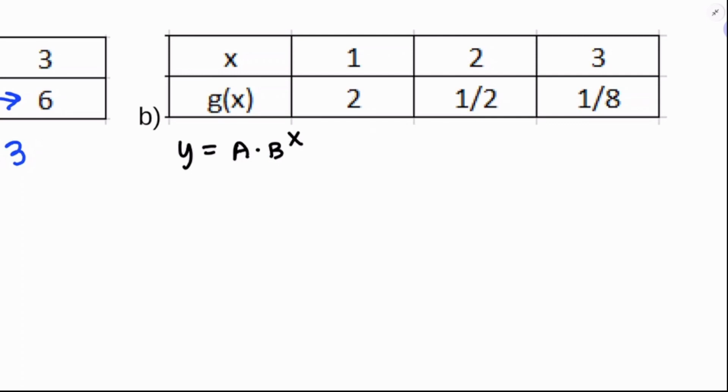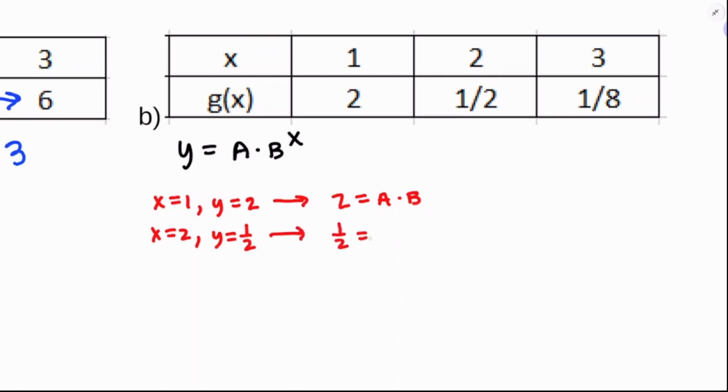So y equals 2 when x equals 1. Maybe I'll use red over here. x equals 1, y equals 2 gives me the equation 2 equals a times b to the first power, which is just b. And then if I use x equals 2 and y equals 1/2, I'm going to have 1/2 equals a times b squared.